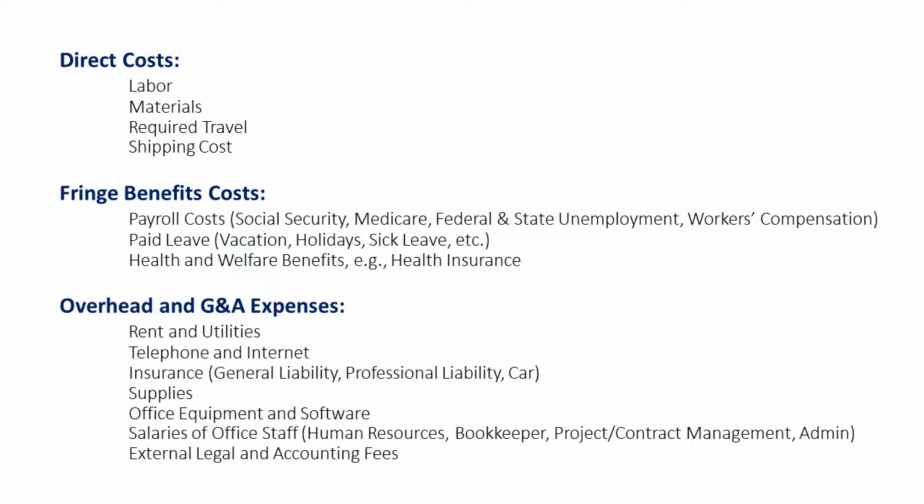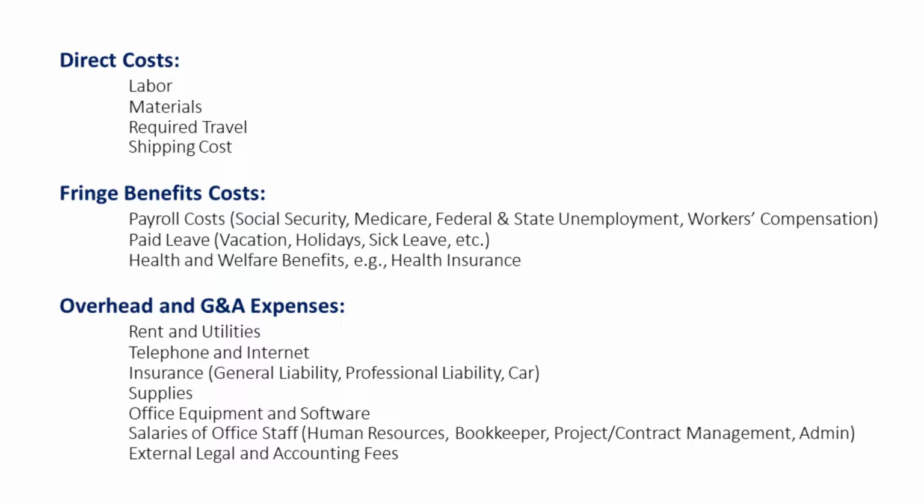So what is the true cost to you of performing the contract? Your costs start with direct costs, and direct costs means anything direct charge to the government. If you have a service contract, these are the wages of the people working on the contract. It could also include required travel, your material costs, your shipping costs, etc.